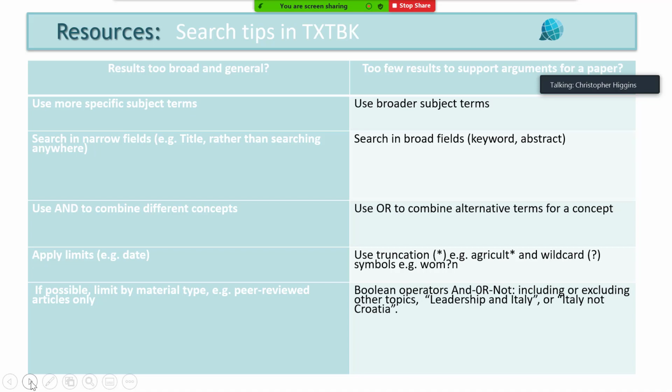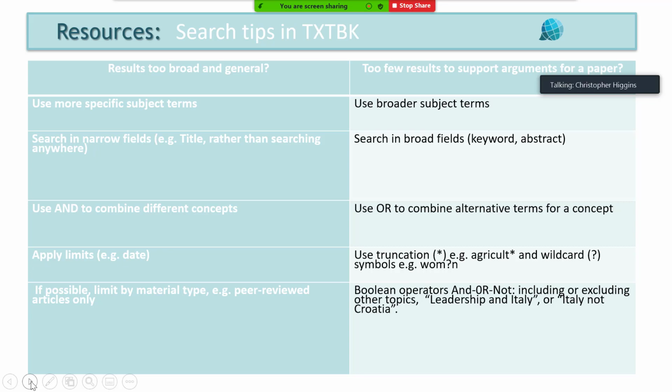So if you're being too specific, perhaps you need to broaden things up. You could search in broader fields. So rather than just searching in the title, you could also search an abstract and the full text. Perhaps the whole text might not be interesting to you, but there are two or three sentences in that paper which you could use in your CP.